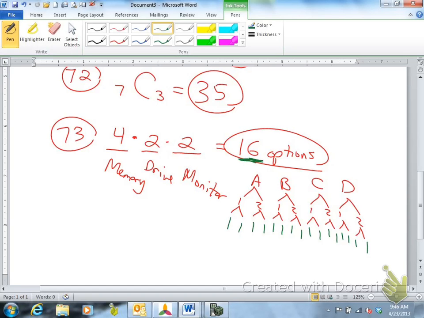We have 16 options. I won't require that you do tree diagrams, but it makes sense if you list all the combinations. The A memory with the 1 style drive and then the number 1 monitor is 1 choice. Then you have the A memory, the 1 style drive, and a different type of monitor is the second choice. And you have 16 total choices.